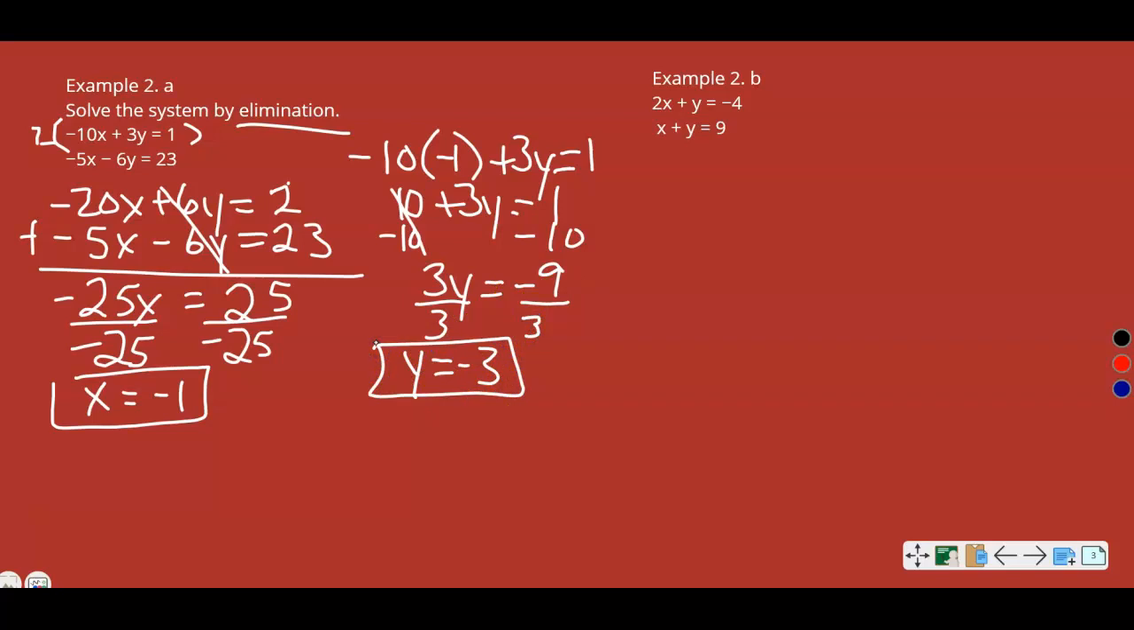All right, so that solved for my second variable. So my ordered pair is negative 1, x always goes first, negative 3. And now you need to check it. All right, so just plug this in and check it. I'm just going to do a mental check real quick.